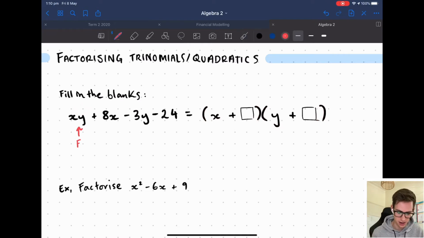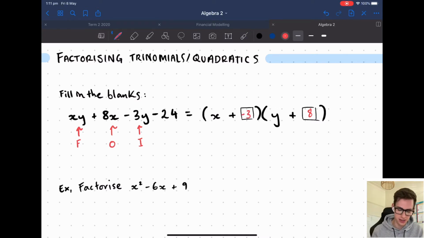The next two parts are going to be our outside and our inside, okay? So you need to say to yourself, well, the outsides is x times this. What times x is going to get me 8x? That must be 8. And then you can say to yourself, okay, well, this is the insides. So what times y will get me negative 3y? That must be negative 3. Keep in mind you can get negatives in these as well.